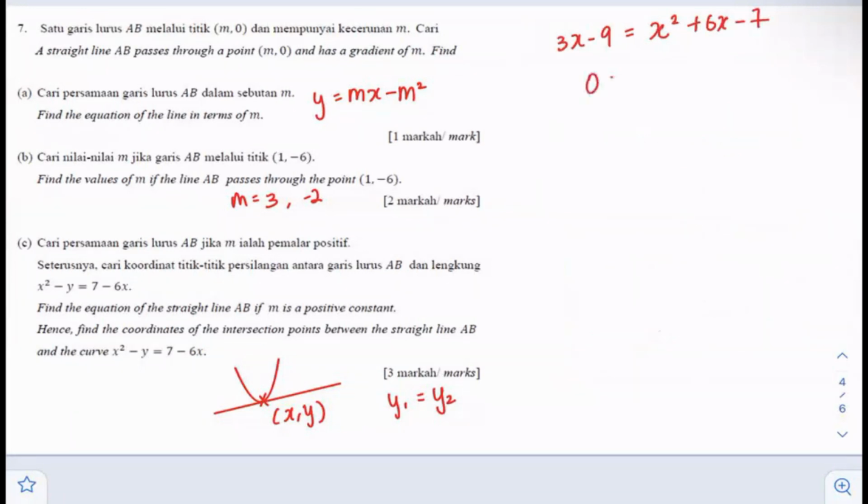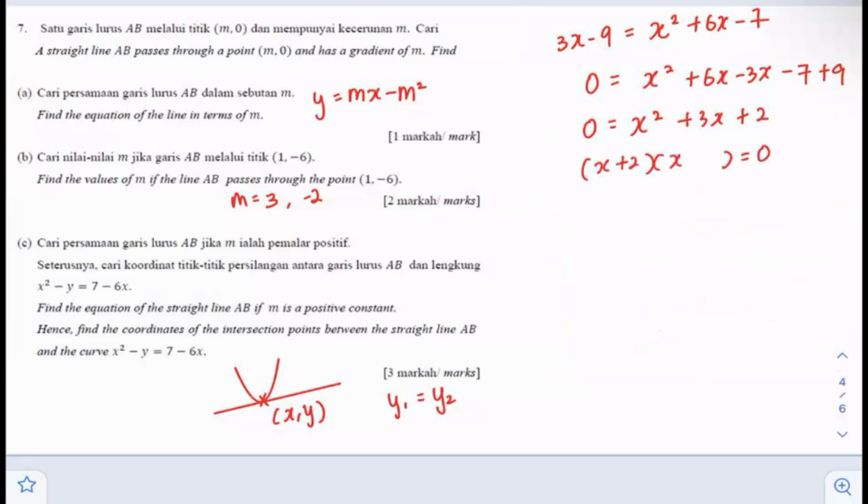So we move everything to the right hand side: x squared plus 6x minus 3x minus 7 plus 9. So 0 equal to x squared plus 3x plus 2. And we do the factorization: (x + 2)(x + 1). We have x equal to negative 2 and x equal to negative 1.